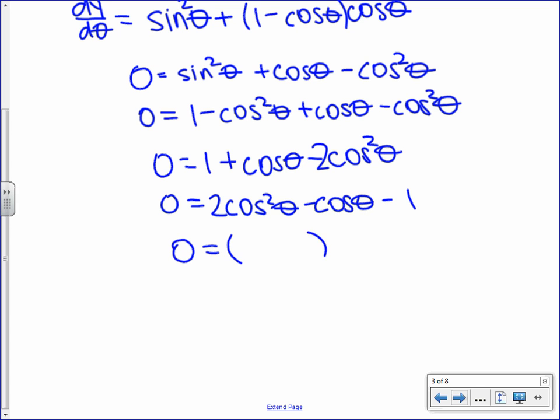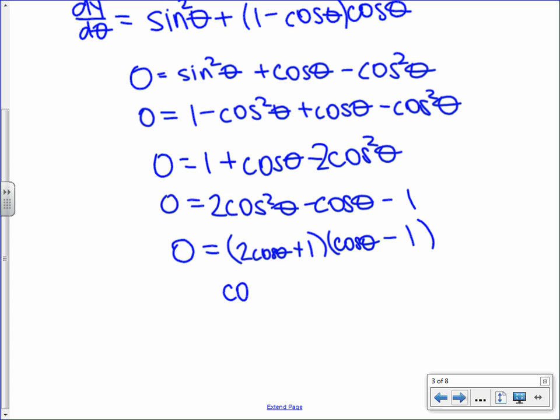So to get 2 cosine squared, we need 2 cosine times 1 cosine. To get negative 1, we need a positive 1 and a negative 1. Where should the negative 1 be? So then cosine of theta equals 1. So this means 2 cosine of theta plus 1 equals 0.